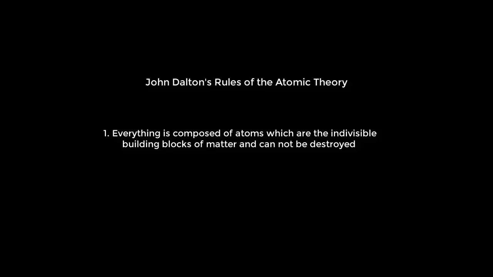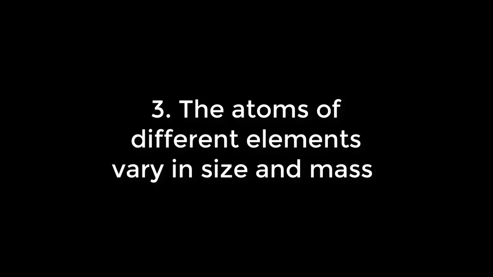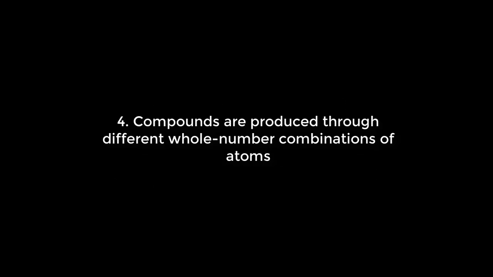1. Everything is composed of atoms, which are the indivisible building blocks of matter and cannot be destroyed. 2. All atoms of an element are identical. 3. The atoms of different elements may vary in size and mass. 4. Compounds are produced through different whole number combinations of atoms. 5. A chemical reaction results in the rearrangement of atoms in the reactant and product compounds.